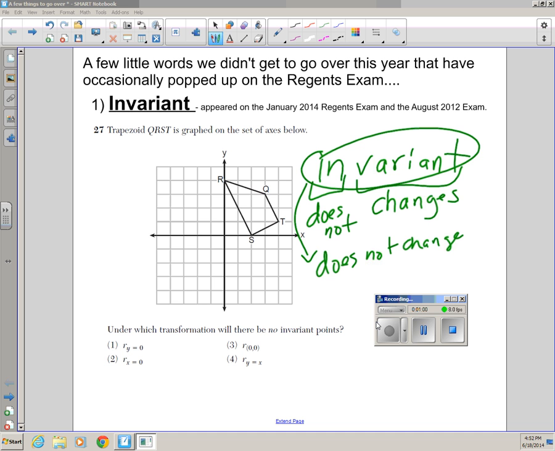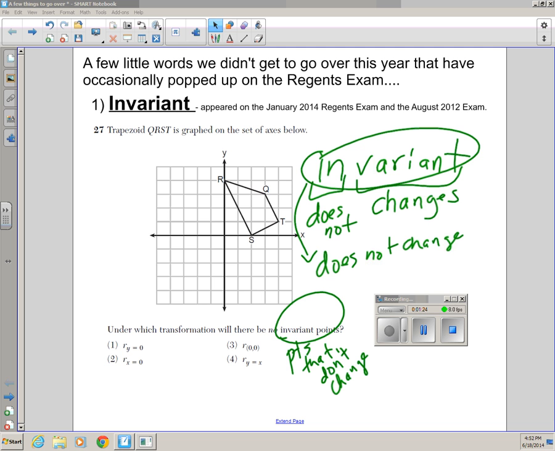All right, so for example, trapezoid QRST is graphed on the set of axes below. Under which transformation will there be no invariant points? Invariant points would mean points that don't change. And I want the transformation to have no invariant points, meaning all the points have to change. So let's go through this.